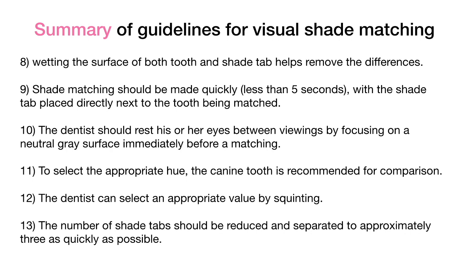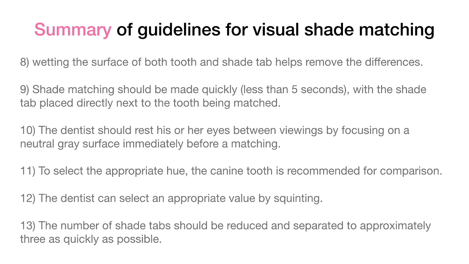Wetting the surface of both tooth and shade tab helps remove the differences. Shade matching should be made quickly, in less than 5 seconds, with the shade tab placed directly next to the tooth being matched. The dentist should rest his eye between the viewings by focusing on a neutral color surface immediately before the matching. To select the appropriate hue, the canine tooth is recommended for comparison. The dentist can select an appropriate value by squinting. The number of shade tabs should be reduced to approximately 3 as quickly as possible.